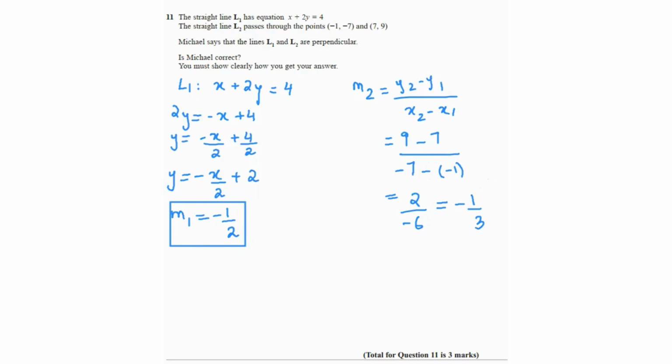Now, as we know, if two lines are perpendicular, m1 times m2 should equal negative 1. So let's see if we multiply m1, which is negative 1/2, times m2, which is negative 1/3. As you can see, this equals 1/6, not negative 1, which means Michael is not correct, because the product of the gradients is not equal to negative 1. So unless the product equals negative 1, we cannot prove that the lines are perpendicular.